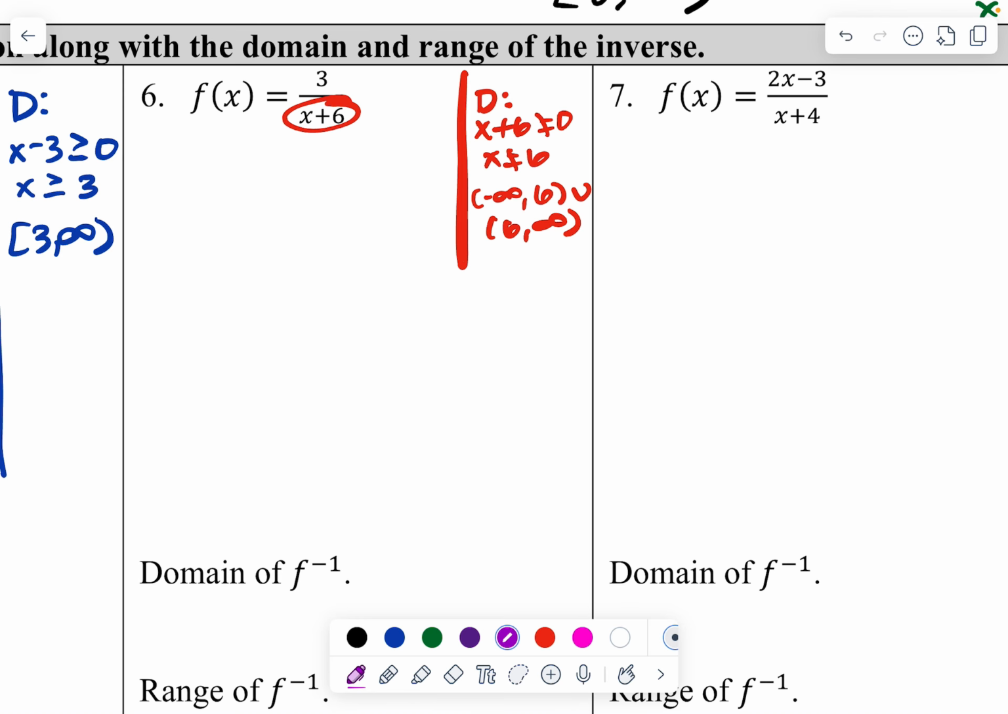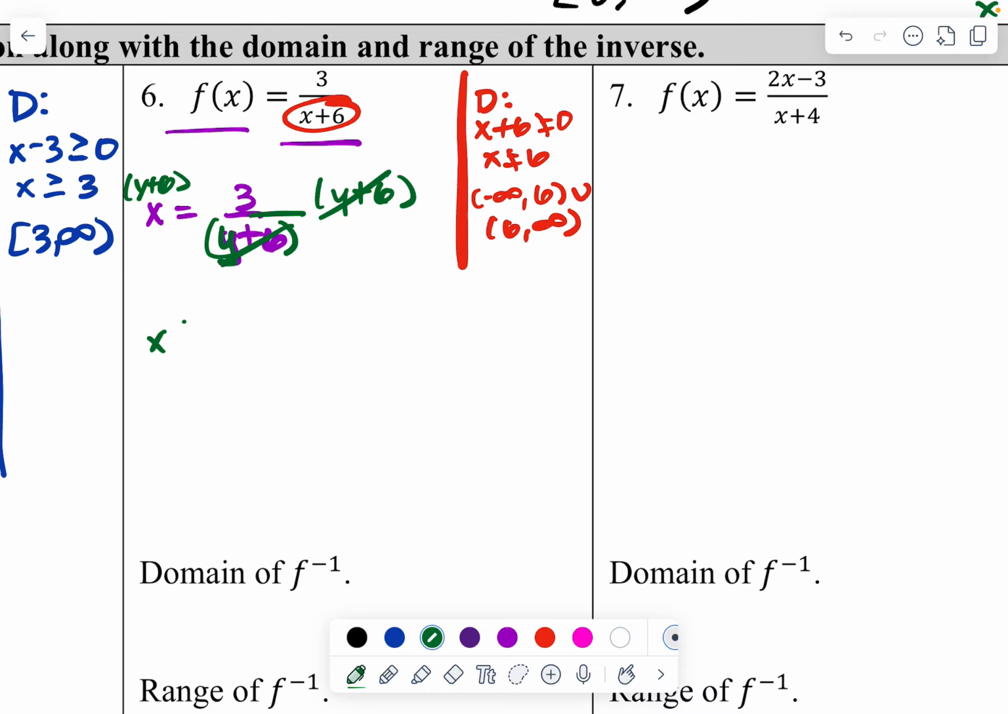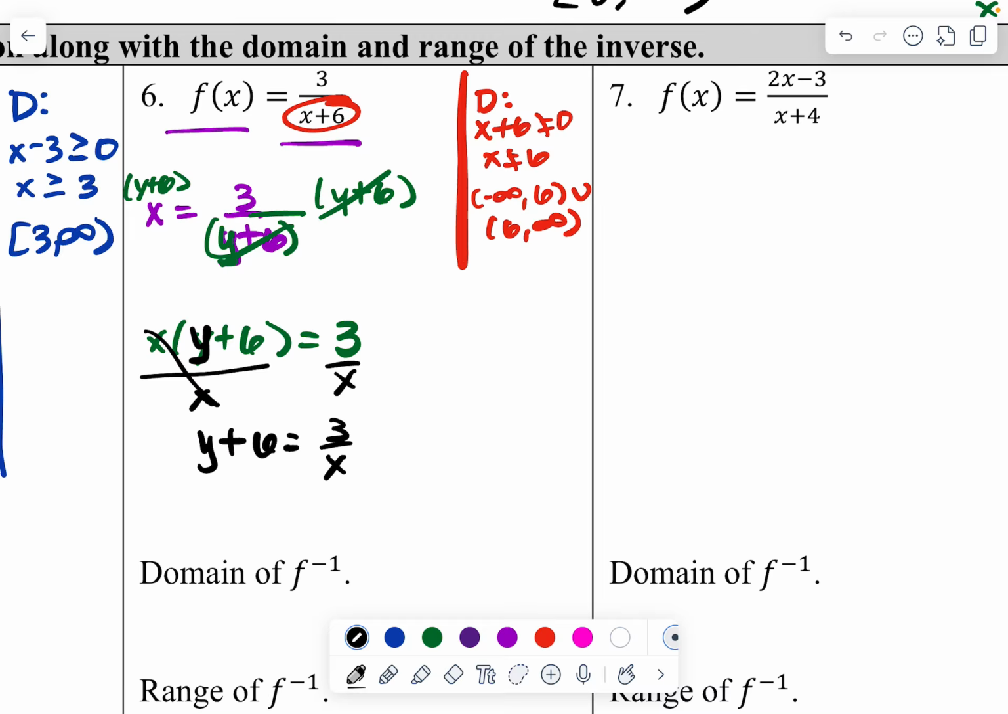Let's find our inverse now. To find our inverse, we're going to rename this as x equals 3 over y plus 6. Let's isolate that y. Because the y is in the denominator right now, we have to multiply it so it's not in the denominator, which means we're going to multiply it to both sides. So we end up with x times y plus 6 equals 3. Next step, to get y by itself, we're going to divide both sides by x. So we get y plus 6 equals 3 over x, and subtract the 6. So y is actually the inverse of x, 3 over x minus 6.